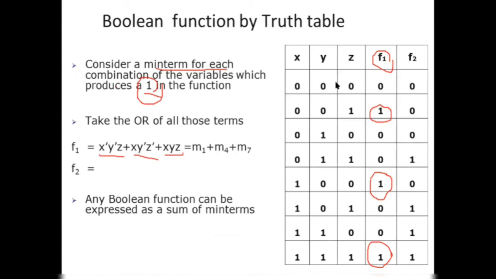You are given the truth table, the variable values, and also the function values. What you are asked to do is write the corresponding f1 using x, y, z terms. We don't know how f1 became 1. It's given in the question. So for this input combination, it is 1. So it's something like this.